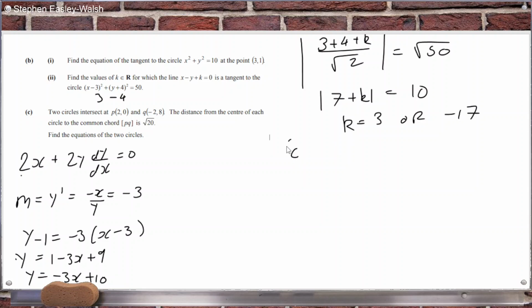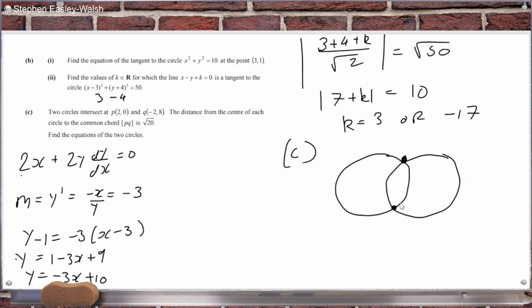Okay, and then part C: two circles intersect at that point. The distance from the center of each circle to the common chord is root 20. Find the equation of the two circles. Whew. Two circles. And you have the intersection points, and you could find this line. And then you have to go out a root 20 here and a root 20 here.